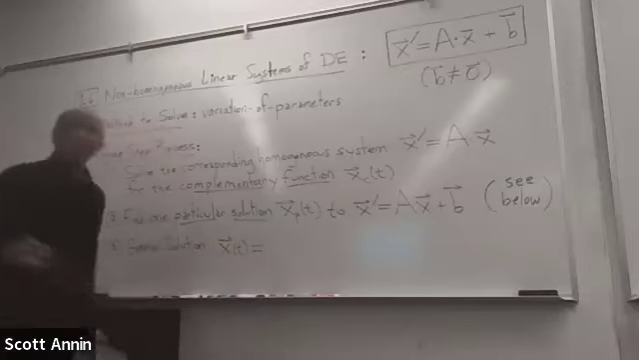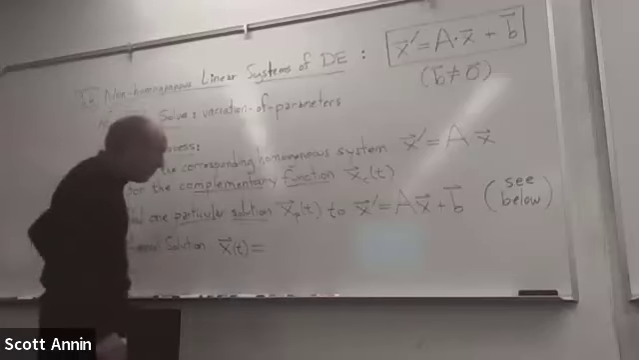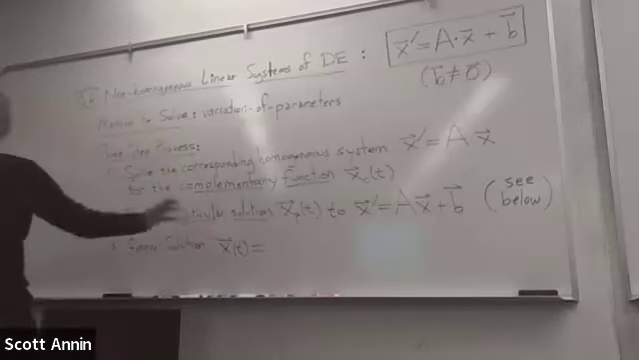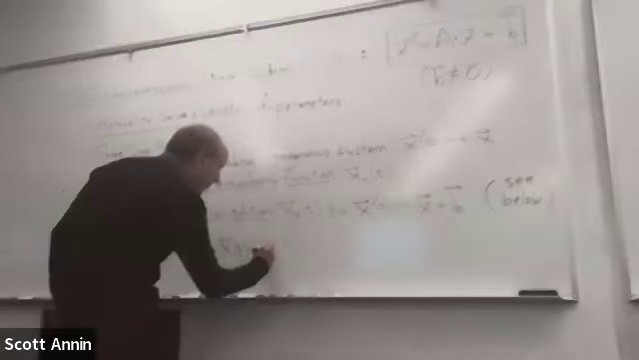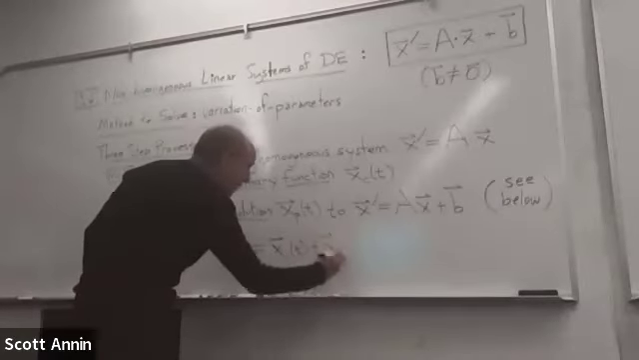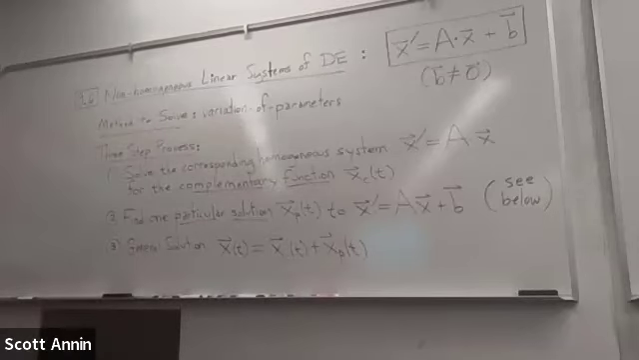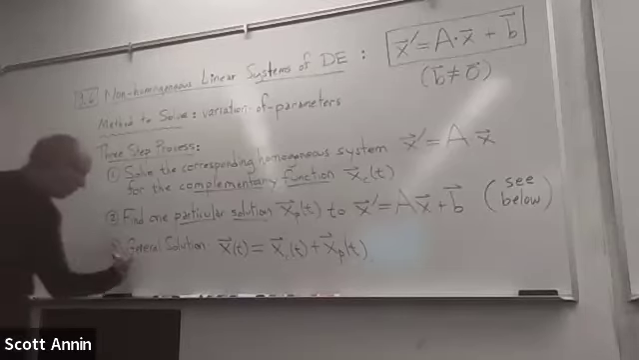Exactly. We just do what we did in chapter 8 in this version of the three-step process as well, which is we just write down x of t equals x sub c of t plus x sub p of t. So the complementary function plus the particular solution. And that's going to be it. And that gives us the general solution to our system.